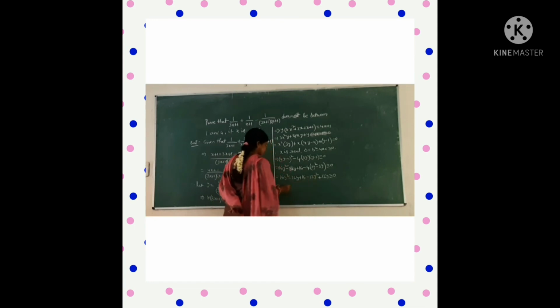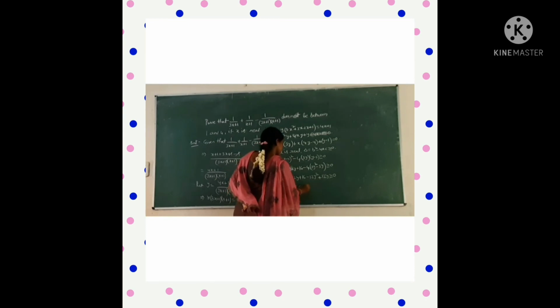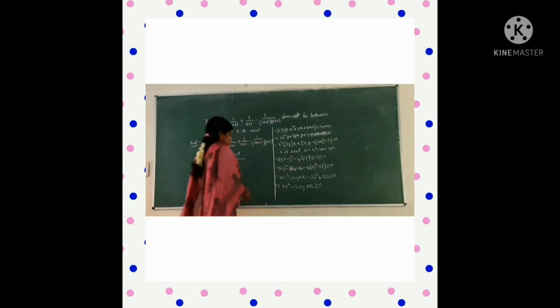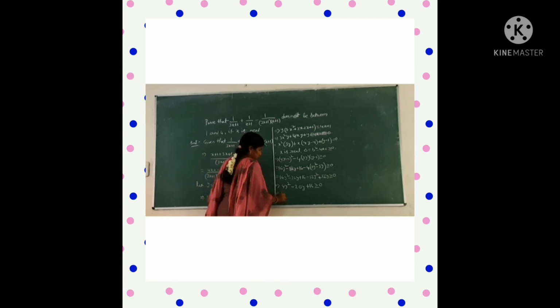16y square minus 12y square is 4y square. Here 32 minus 12 is 20. So 20y plus 16 is greater than or equal to 0. This equation 2, 4 is common to this equation. Okay, y square minus 5y plus 4 is greater than or equal to 0.